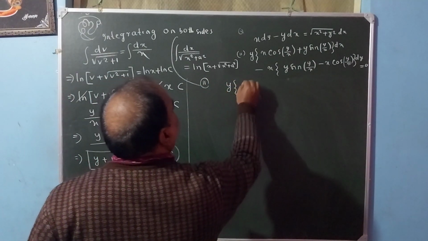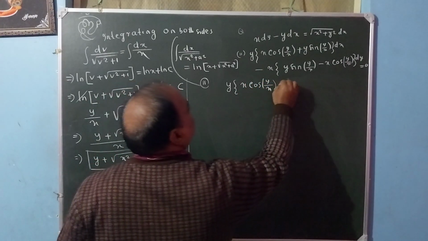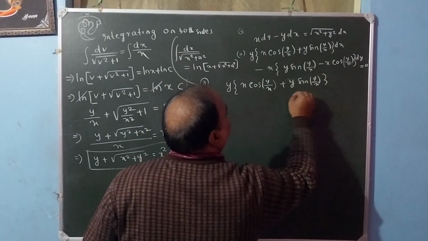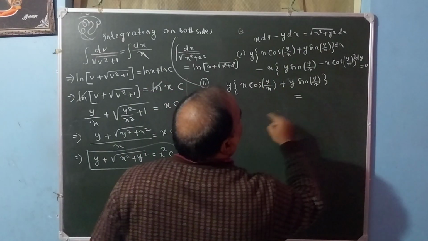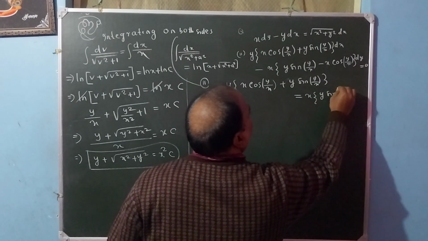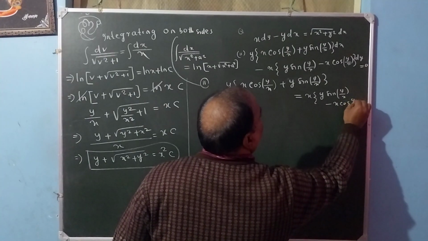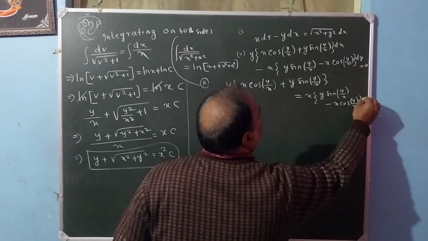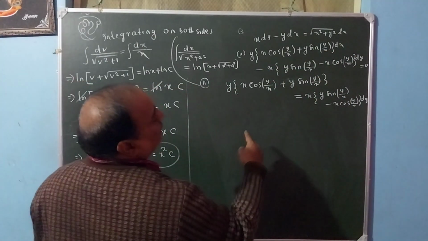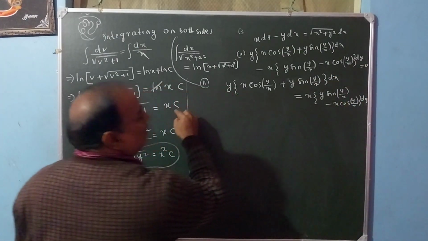y whole into x cos y by x plus y sin y by x, whole into dx, is equal to x y sin y by x minus x cos y by x, into dy. This minus will go to that side. Now here it is dx, so dx will be divided there and this will be divided here.